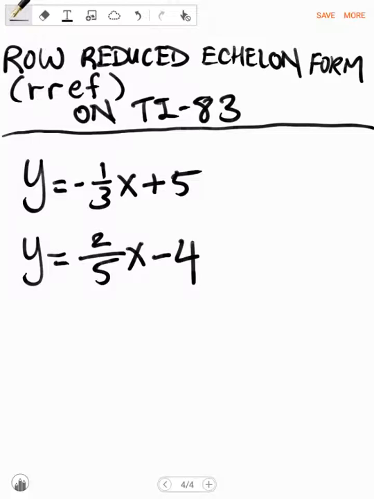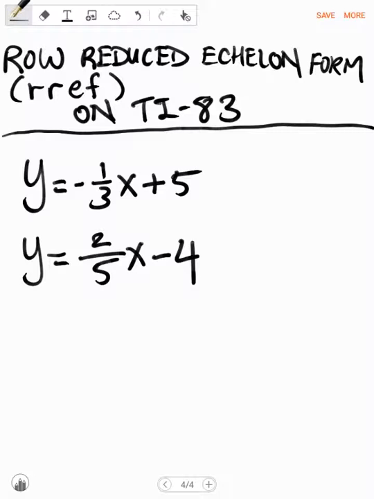Remember yesterday or before when we were trying to graph the two equations y equals negative 1/3 x plus 5 and y equals 2/5 x minus 4, and we were trying to find the intersection using the intersection feature. Well, there's something else on a TI-83 calculator that we can use to find the exact solution. The intersection function on the TI-83 gave us a very accurate answer, but it was in decimal form. There's another feature on the calculator where we can get the exact, fractional solution.